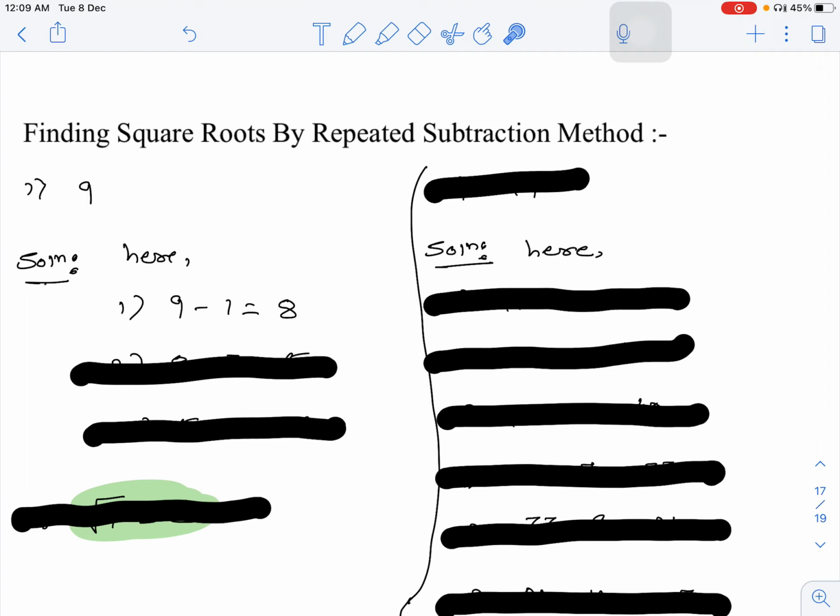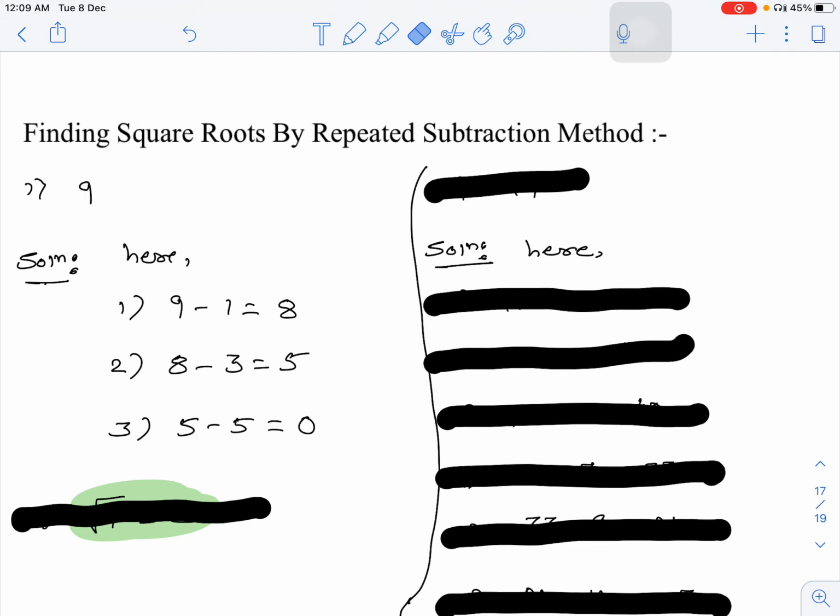Whatever number it is, we have to subtract from it the first odd number, that is 1. So 9 minus 1 equals 8. Then in the second step, we subtract the next odd number from this number. So 8 minus 3 equals 5. In the third step, we subtract the next odd number, that is 5 minus 5 equals 0. The step in which we get this answer 0 is step number 3. So 3 is the square root of 9.